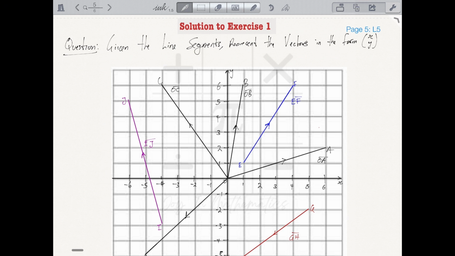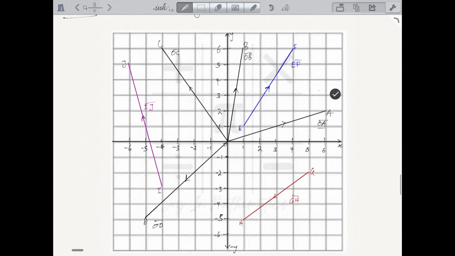We're asked to represent the vectors in the form x, y. We had vectors OA, OB, OC, OD, and likewise EF, GH, and IJ. Now we are familiar with OA, OB, OC, and OD, so let's solve those quickly.